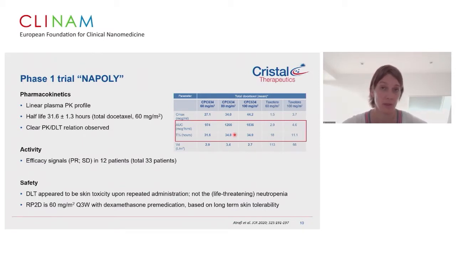We did not see that for CPC634, but we did see another adverse event which was known to Taxotere, namely skin toxicity. And that was particularly upon repeated administration. But what we could also demonstrate is that if we gave a lower dose plus dexamethasone pre-treatment, then the skin toxicity was well manageable. It was absolutely not grade 3 or grade 4.